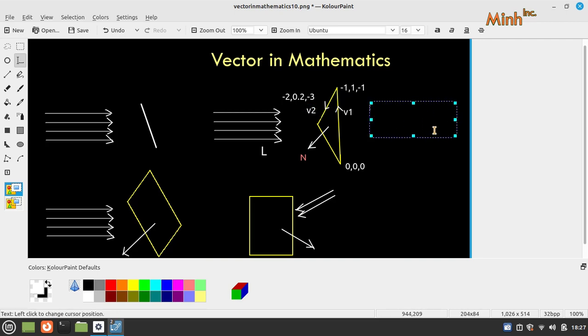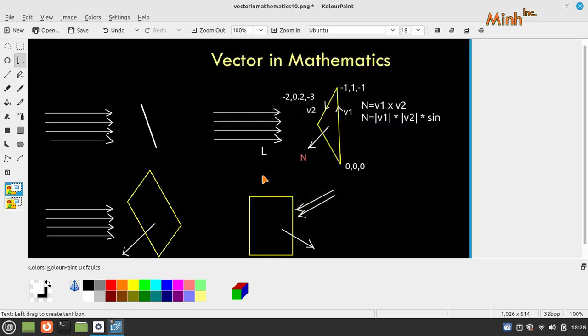Can we write n equal to v1 cross v2? Okay, now if we cross v1 and v2, that is n equal to magnitude of v1 into magnitude of v2 into sin theta.